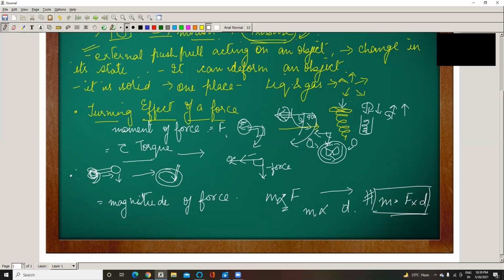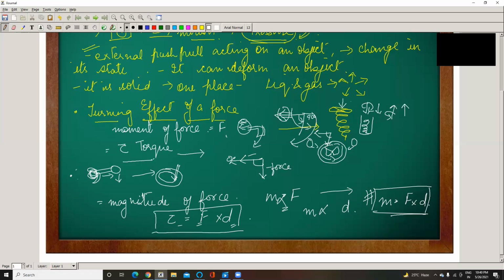Okay, till here I think it is clear. Here it is written that on combining these two factors, we see that the turning moment is the product of the force and the perpendicular distance between the pivot point and the line of force. So torque is equal to F into D, where F is our force and D is the perpendicular distance.